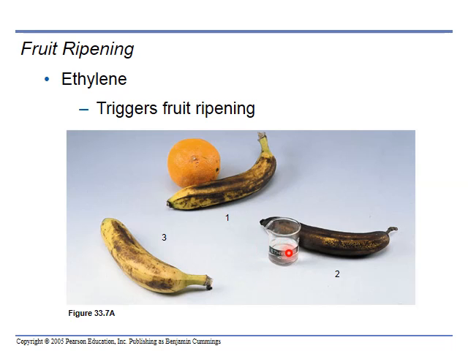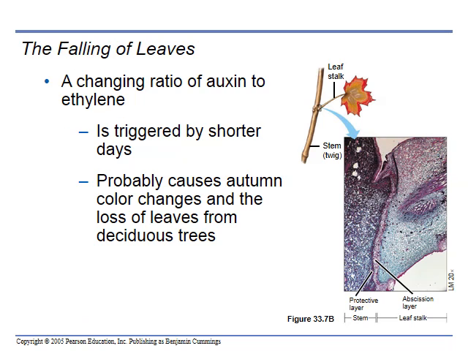And then, of course, a beaker full of ethylene gas will release ethylene gas, causing the banana to ripen faster than if it was by itself. The falling of leaves is a changing ratio of auxin to ethylene. It's triggered by shorter days and probably causes the autumn color changes and loss of leaves from deciduous trees.